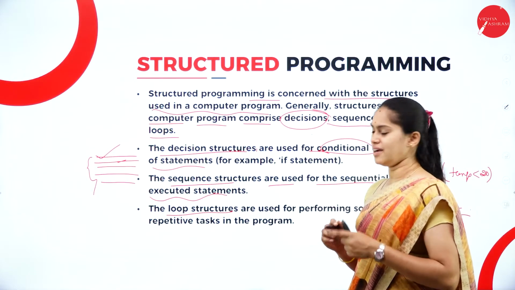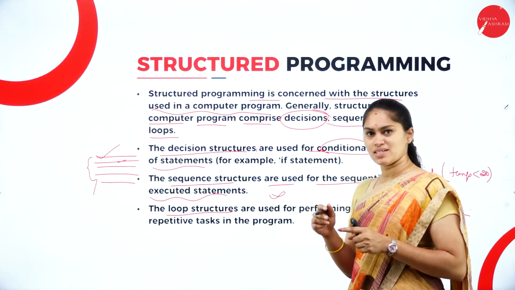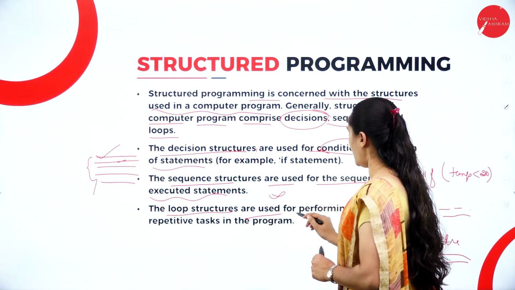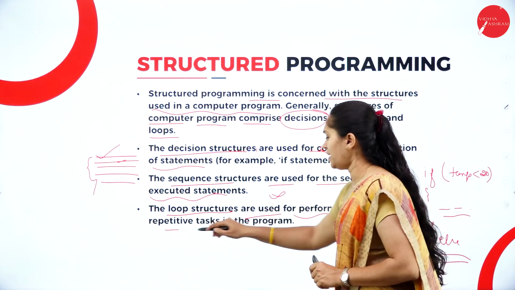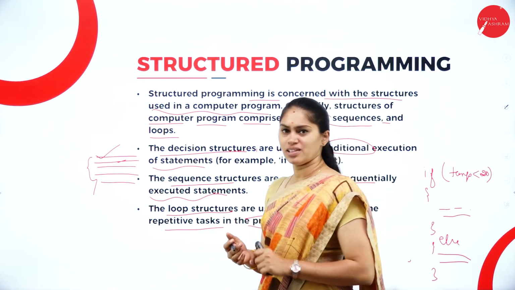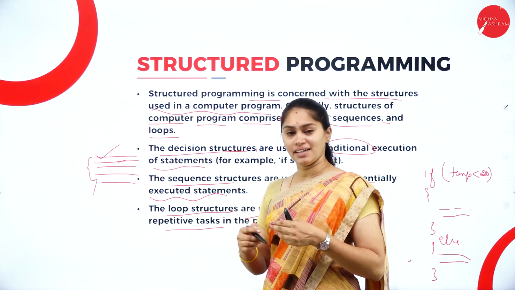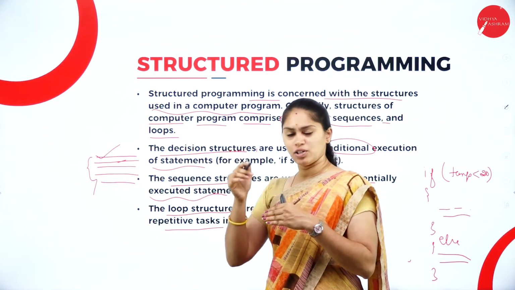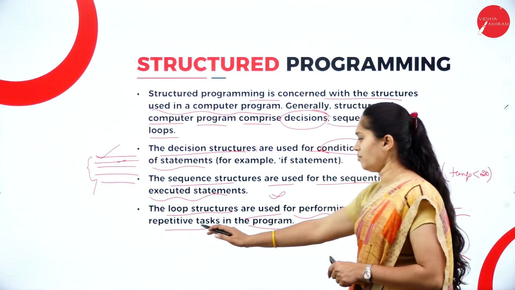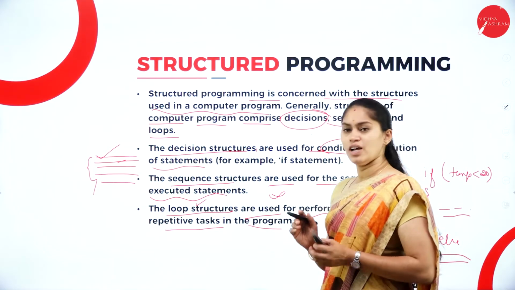As I told earlier, loop means it is going to repeat. The set of statements is repeated again and again until some condition gets satisfied. So these are used for performing some repetitive task in programming. For example, if you want to print the numbers 1 to 10, the loop has to repeat 10 times to generate 1, 2, 3, 4, 5, 6 up to 10. When we want to perform any repetitive task in programming, we have to go with this loop structure.